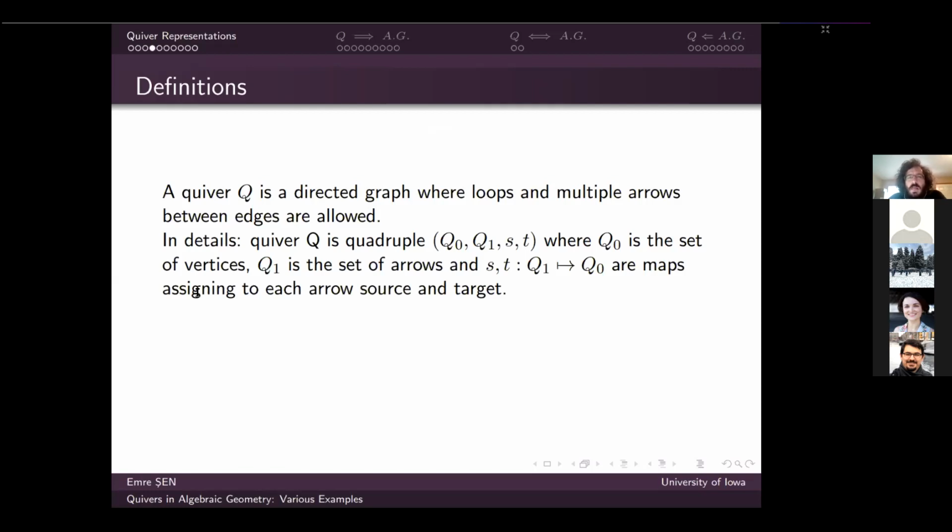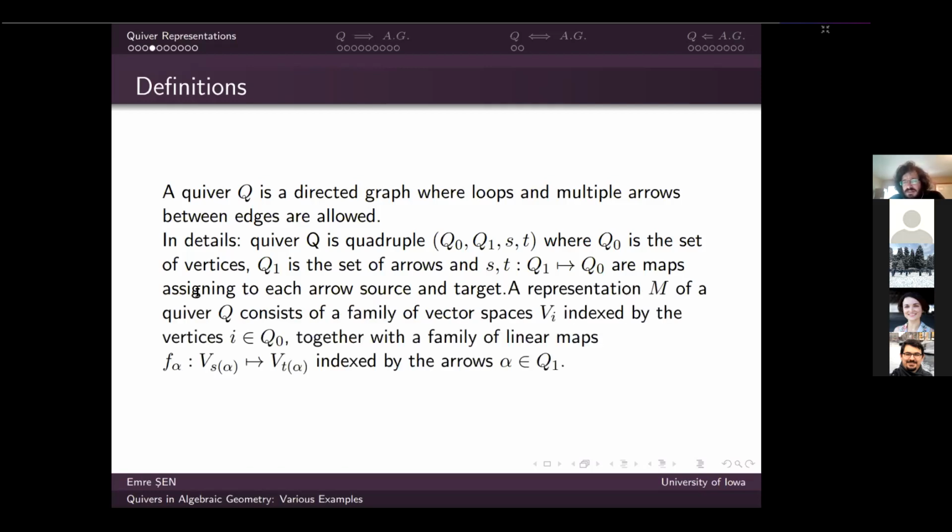And formally, it is just a quadruple, right? We have four pieces of data: Q0, Q1, S and T. Q0 is just a set of nodes, the points, and Q1 is the arrows between those points. We have nodes, we have the arrows, and S and T are just the maps. For each arrow, we assign a source and the target. So this is just a formal definition.